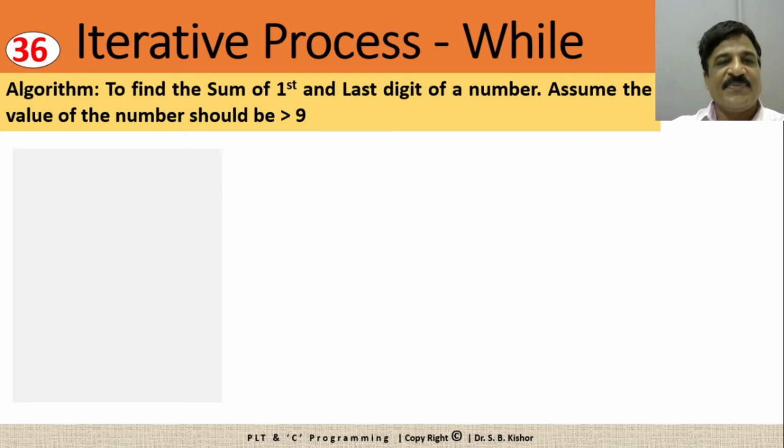So let's check. And assume the value that you have accepted should be greater than 9 at the beginning. Okay, so accept the number. Now it's very easy to find out the last digit. How? Number mod 10 gives what? The last digit.